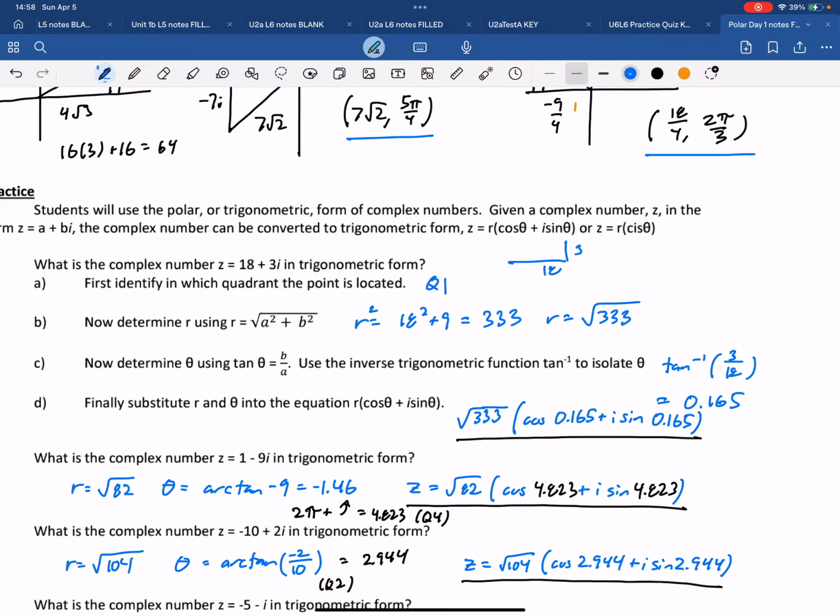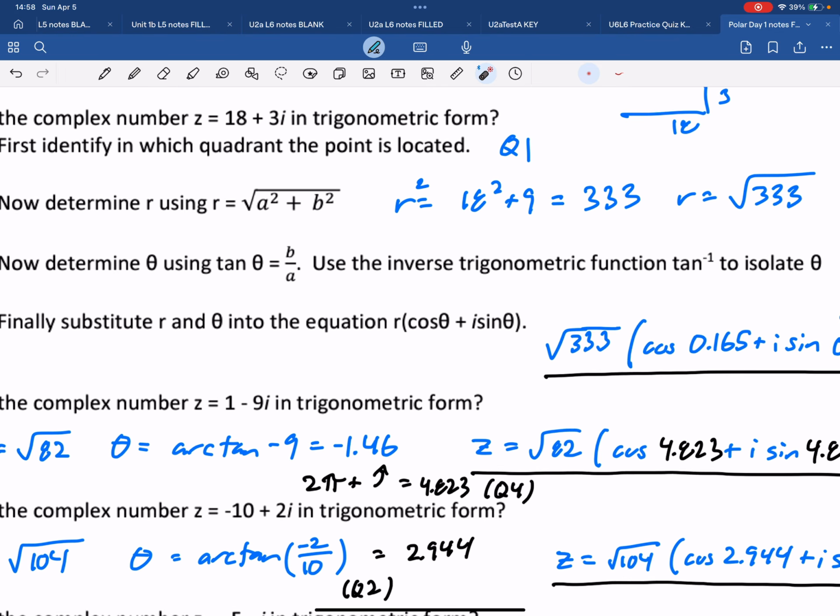Think about it: if we're going right 1 unit and down 9, maybe I should draw this out. If I go right 1, down 9, to connect that I've got to have a value a little bit bigger than 9, so that's going to be the square root of 82.